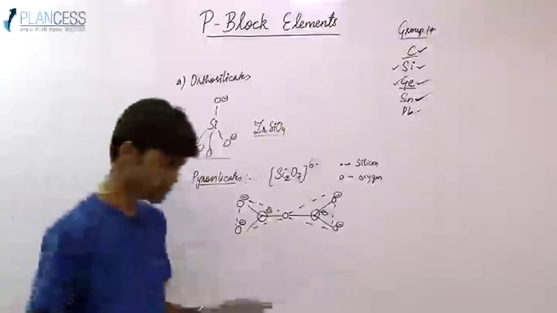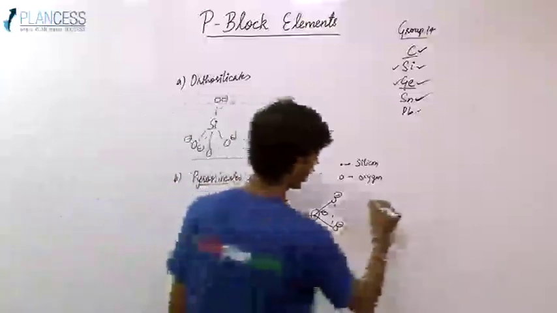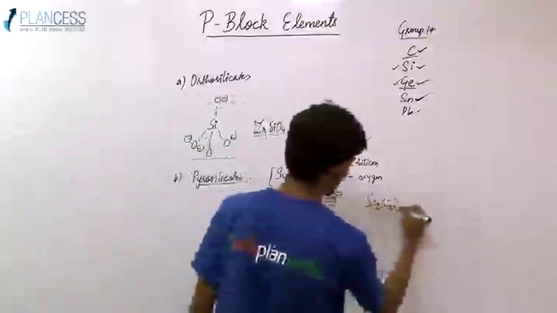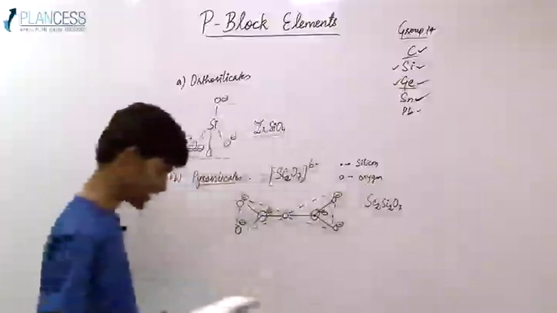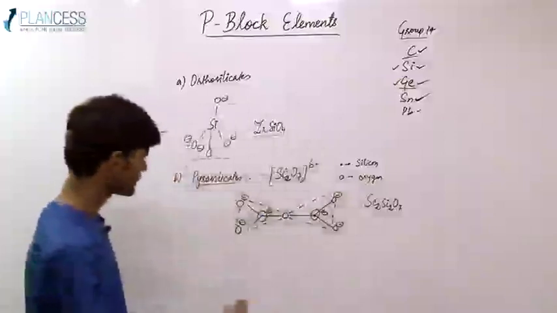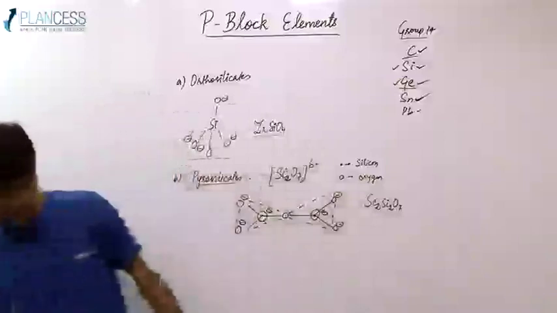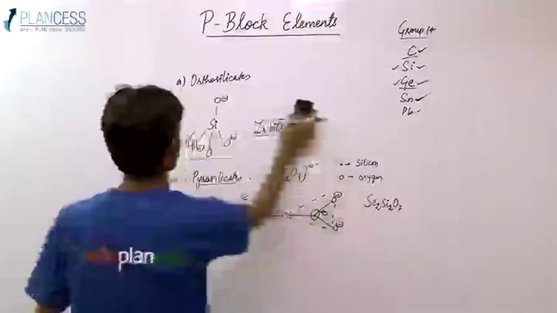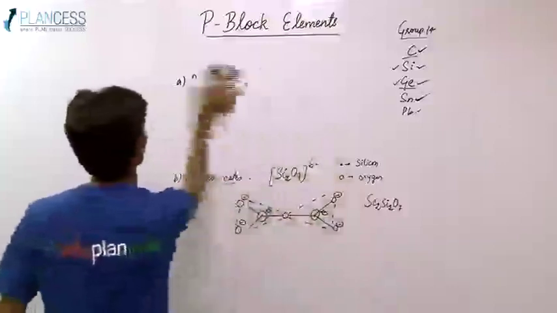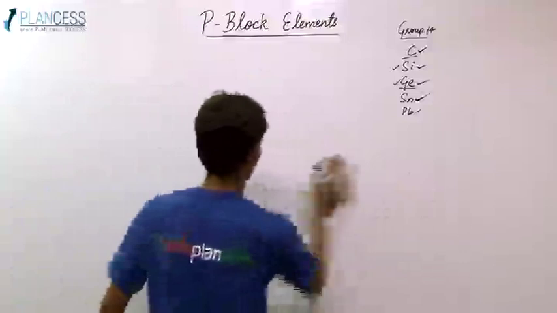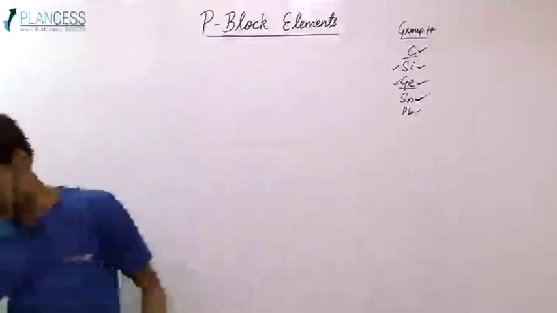The example for this would be Sc2Si2O7. Sc2Si2O7 is an example for pyrosilicates, for this type of silicates. The minus charge will be present only on oxygens bonded with only one silicon atom. So this was pyrosilicate. Next would be cyclic silicates. So these were two: orthosilicate and pyrosilicate.